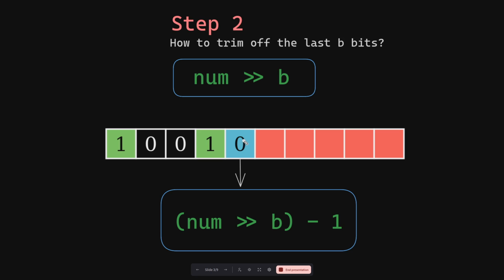Then recall that there was originally a 1 at this position. So how do you set it to 0? Remember that this operation cleared out all the red bits from here. So this is the last remaining bit. And how do you turn off the last remaining bit? You can simply subtract 1.